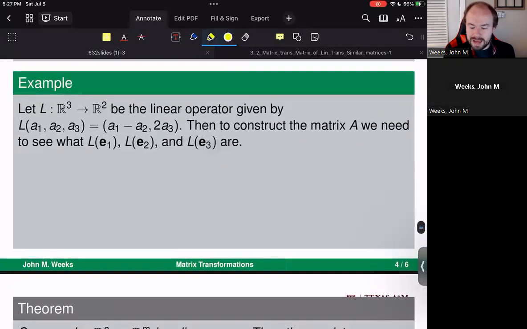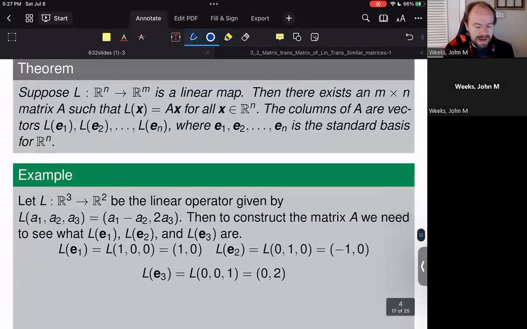Let's go through and construct the matrix A. But in order to do that, we're going to need to figure out where this linear operator sends e1, e2, and e3, the standard basis elements in R3. Well, to do that, we can just calculate what happens when we plug in 1, 0, and 0. Should be just 1 minus 0 and then 2 times 0. So you see here we get the vector 1, 0, right?